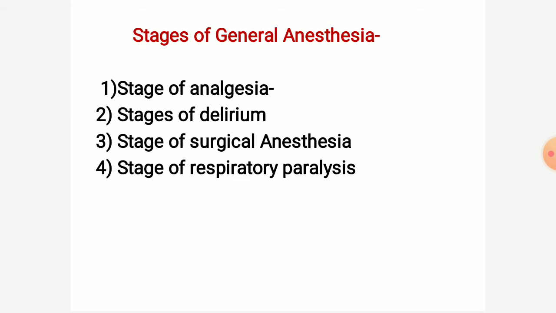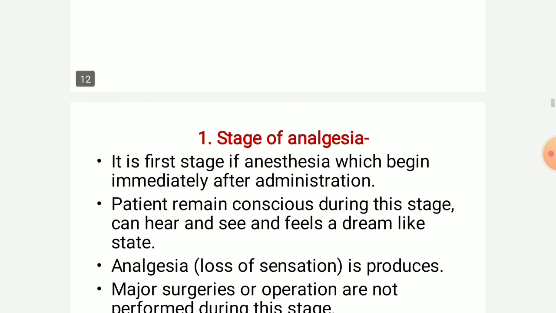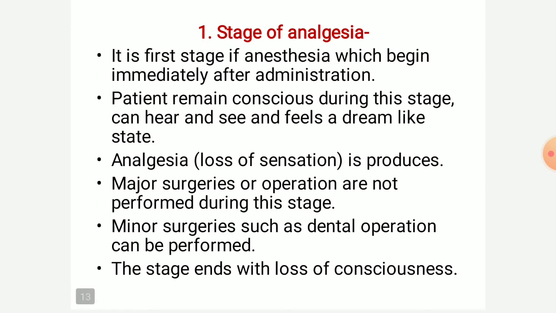There are 4 stages: stage of analgesia, stage of delirium, stage of surgical anesthesia and stage of respiratory paralysis. So let us discuss one by one. The first stage is called the stage of analgesia.